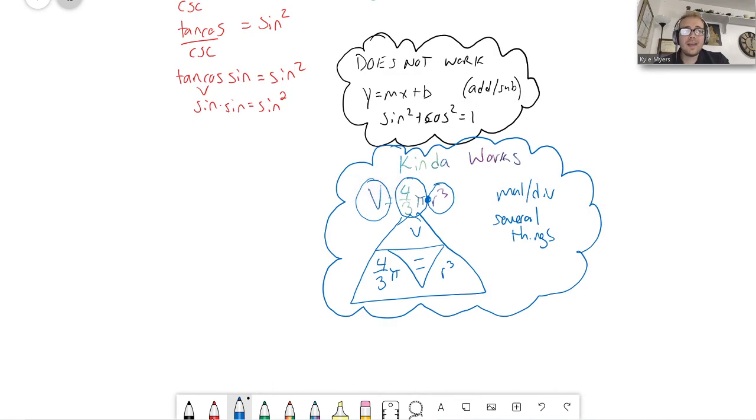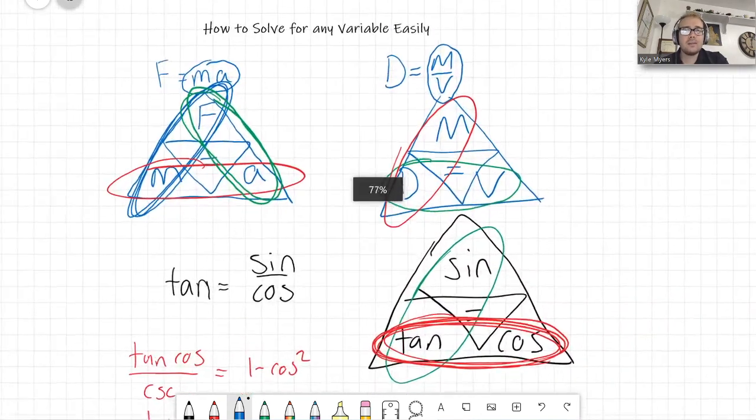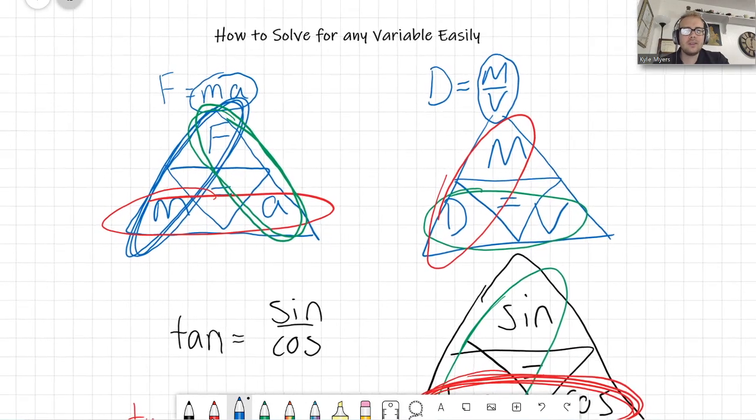All right, so that is the trick. That is the method, how to solve for any variable easily, okay? And I couldn't think of a better way to describe it without using a ton of words. So I'm sorry if the title was a little misleading. It wasn't my intention.